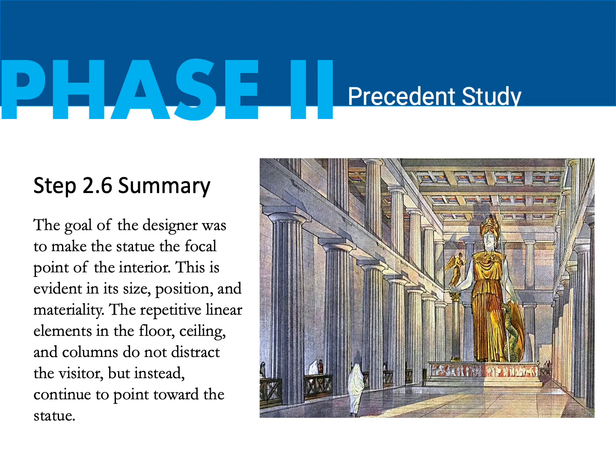So my summary is, the goal of the designer was to make the statue the focal point of the interior. This is evident in its size, its position, and materiality. That's gold on her, by the way. The repetitive linear elements on the floor, ceiling, and the columns do not distract the visitor, but instead continue to point toward the statue. Everything is leading us towards her. So that's just our quick summary of this specific precedent study, the Parthenon.